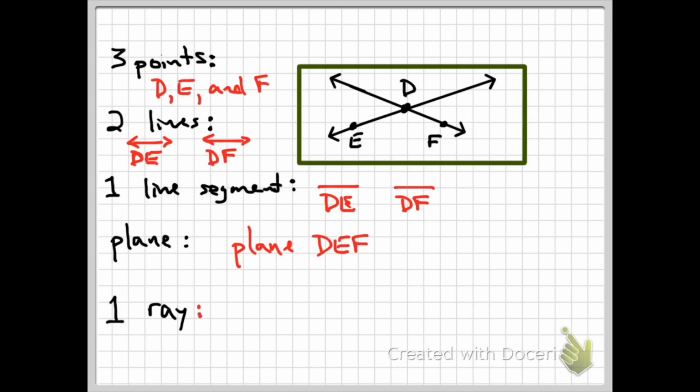All right, and then the last one, a ray, you have a starting point, and then it needs to continue off infinitely. So we could go from D to F, we could go from F to D, we could also go from D to E, and then we could also go from E to D. All right, notice that E and F are not used because those are not rays.